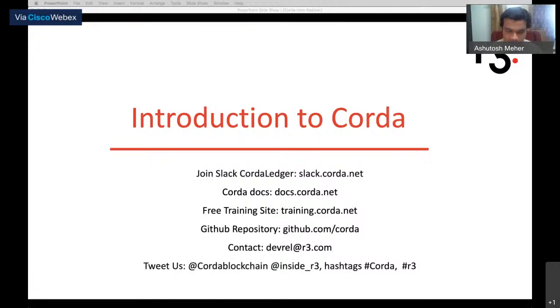And over the next 45 minutes to an hour, we're going to learn about Corda. We're going to take a deep dive on some of the technical features of Corda. And we'll try to understand how it's different from traditional blockchains.